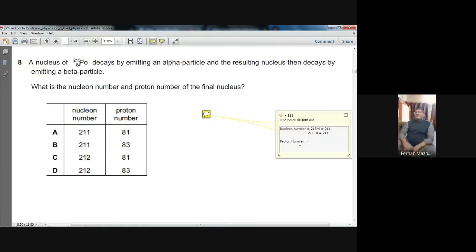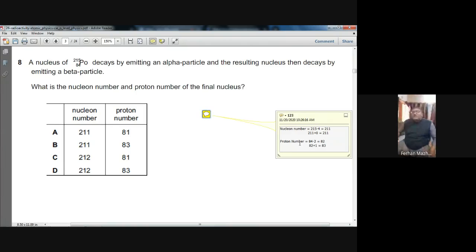You see, when the alpha particle is given out, the proton number decreases by 2. Okay, so it will become 82. And when a beta particle is given out, the proton number increases by 1. So the final answer should be 83. Okay, here two particles are given out, alpha particle and then a beta particle.